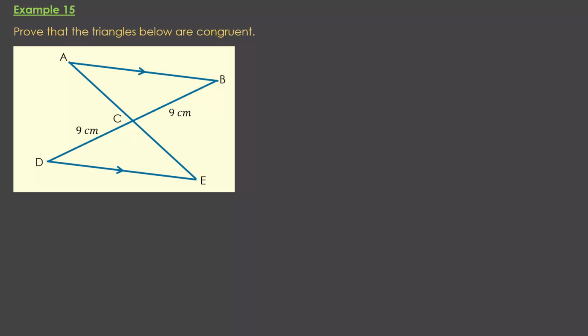Prove that the triangles below are congruent. Now, we're going to need some facts to get there with this. First one I'm going to use is the fact that we know that these two angles are equal, and that's because they are vertically opposite. So I can mark on here in the same way those two angles. They are the same because they're vertically opposite.